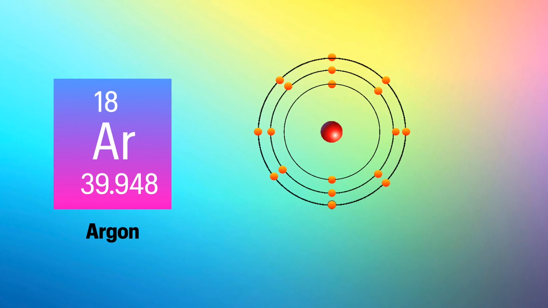Argon with atomic number 18 is again an inert gas or noble gas. Now why is it an inert gas? Because it has 8 electrons in the outermost shell. So it has 2 electrons in the first shell, 8 electrons in the second shell and the remaining 8 are there in the third or the outermost shell. So the electronic configuration of argon is 2-8-8.